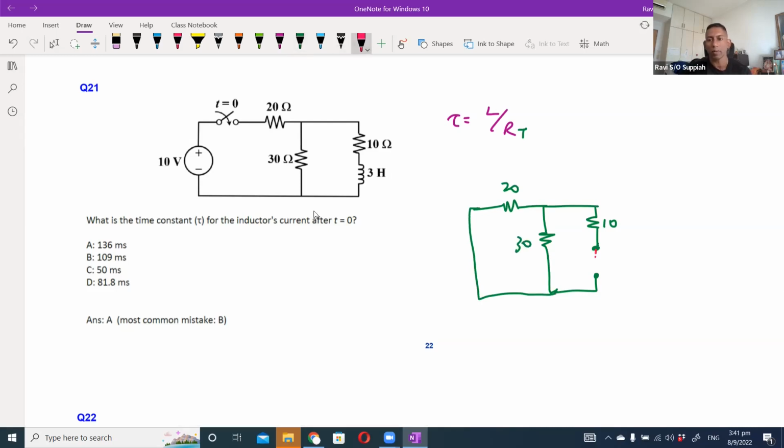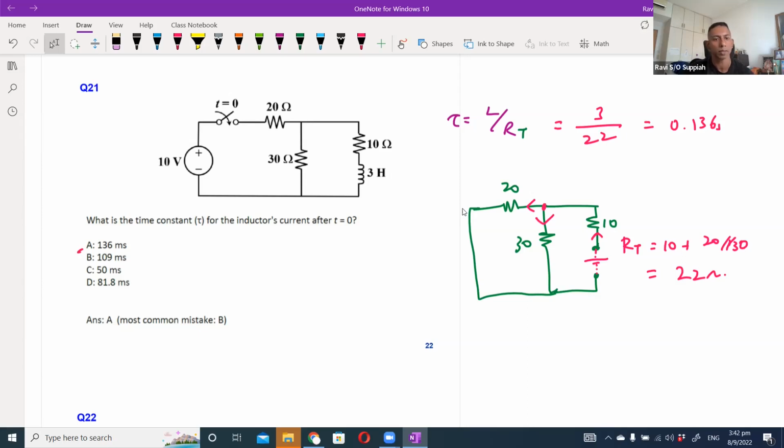Okay, so when I put this imaginary supply here, how will the current flow? It will flow through the 10 ohm, and at this point it will split between 20 and 30. Correct. So the Thevenin's resistance is actually 10 plus 20 parallel 30. Okay, it should be 22 ohm. So the time constant in this case will be 3 over 22, which is 0.136. Okay, it is 8.